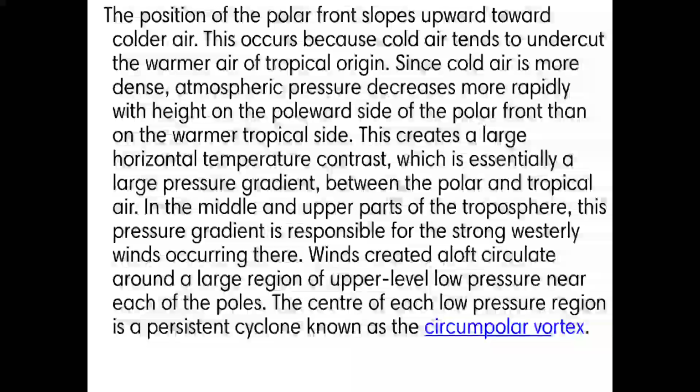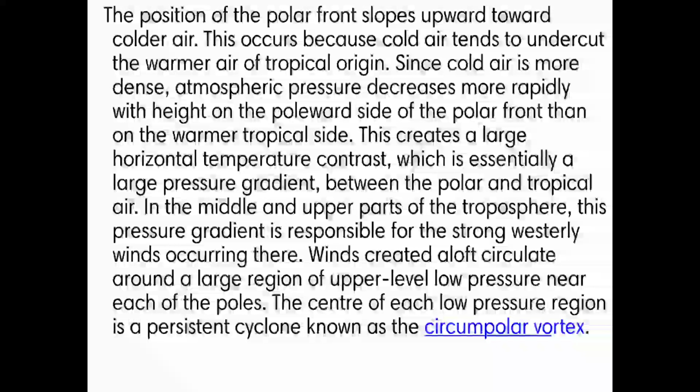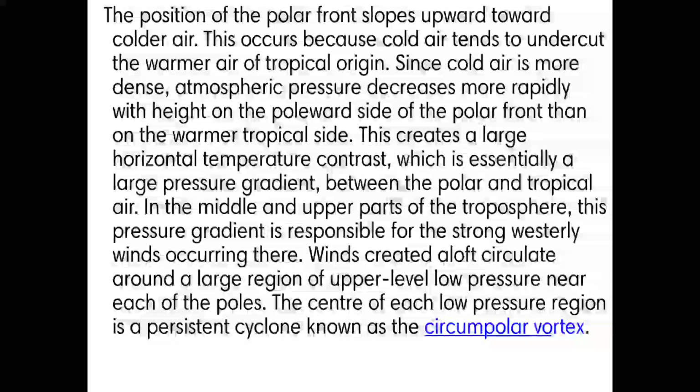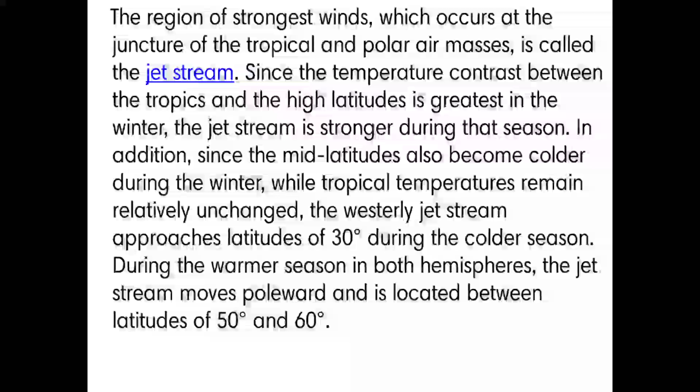In the middle and upper parts of the troposphere, this pressure gradient is responsible for the strong westerly winds occurring there. Winds created circulate around a large region of upper level low pressure near each of the poles. The center of each low pressure region is a persistent cyclone known as the circumpolar vortex. The region of the strongest winds, which occurs at the juncture of the tropical and polar air masses, is called the jet stream.